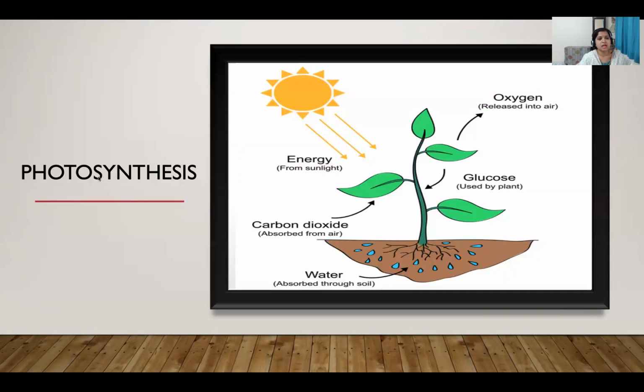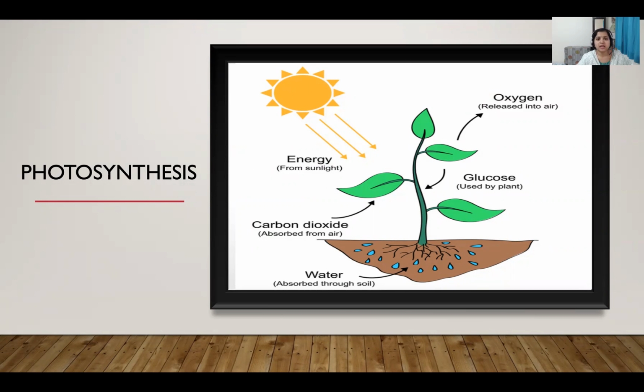So photo means light and synthesis means combine. It means plants utilize light energy to combine carbon dioxide and water to form glucose, and in this process oxygen is released. Now how do the plants trap the sunlight?